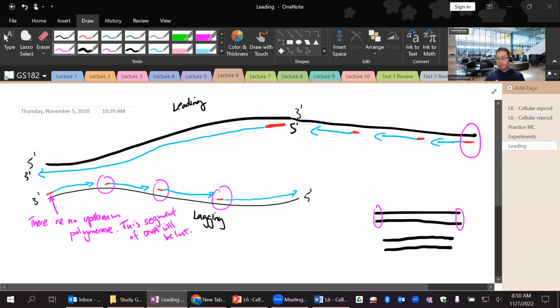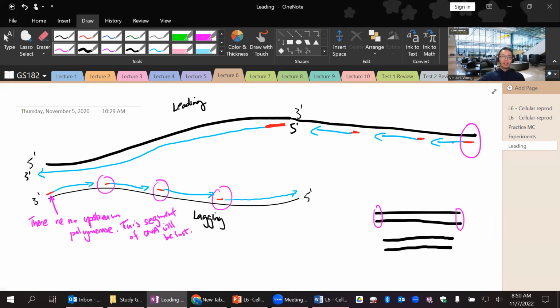Does anybody have any question about this? It's a little tricky to understand sometimes.